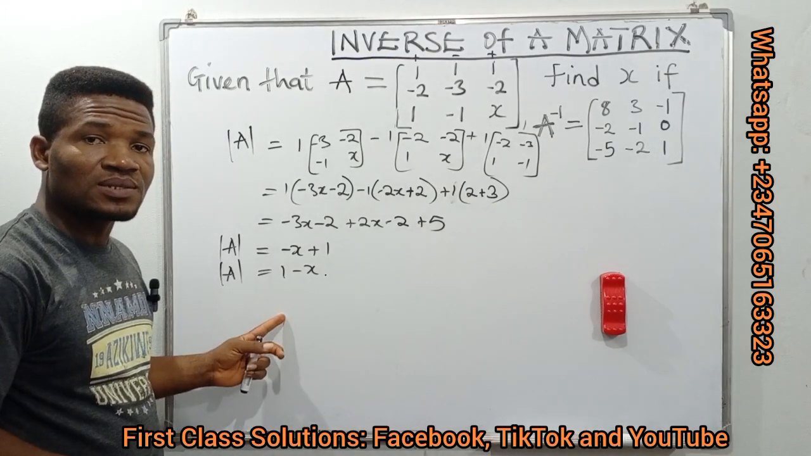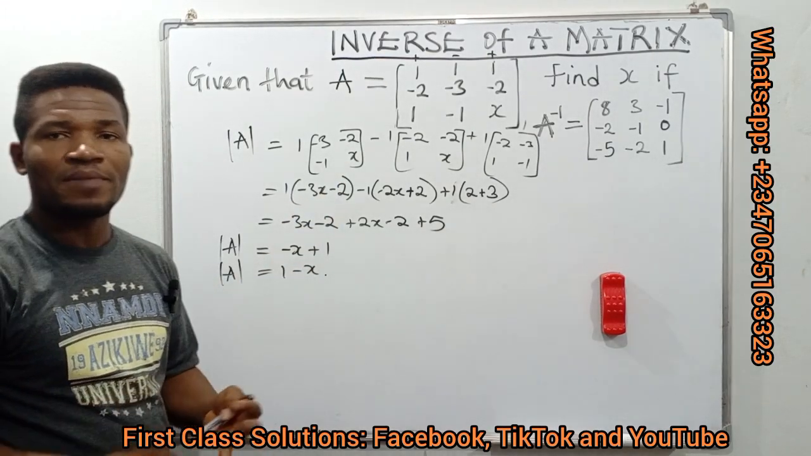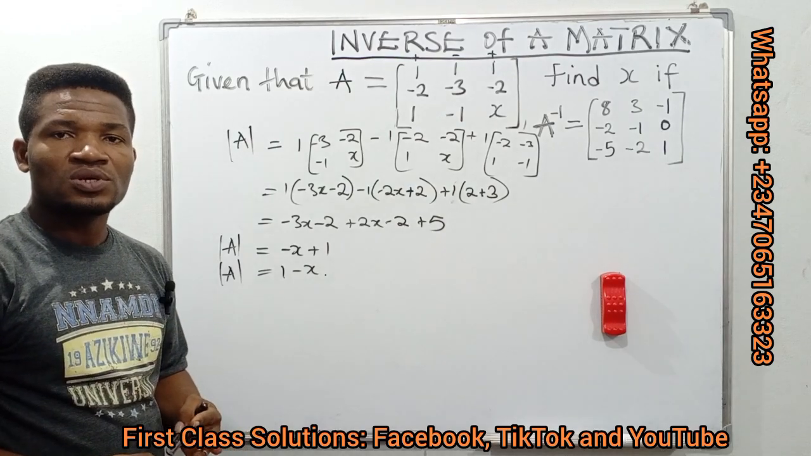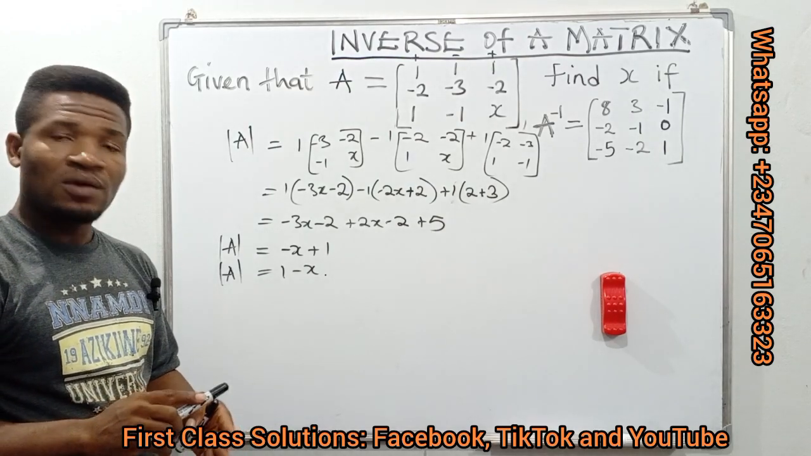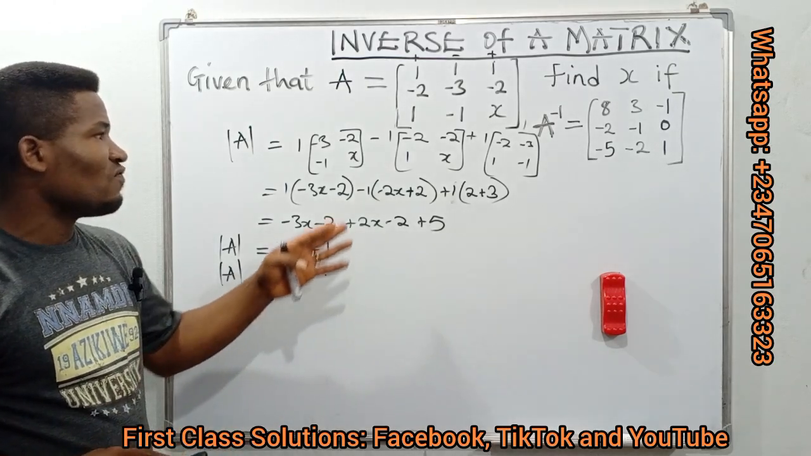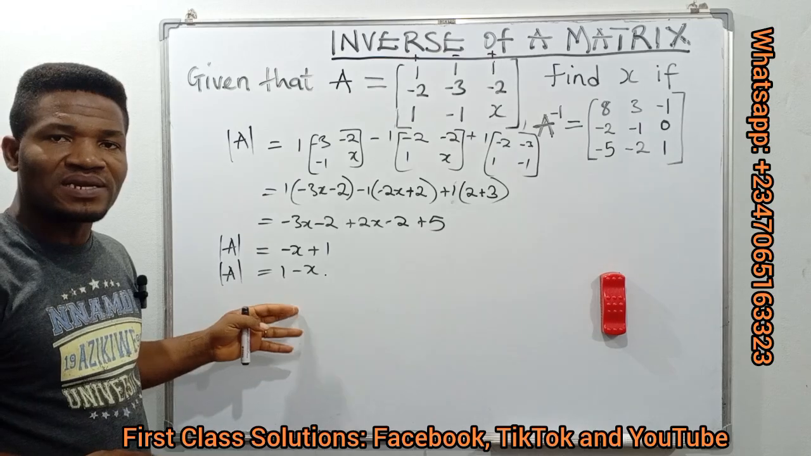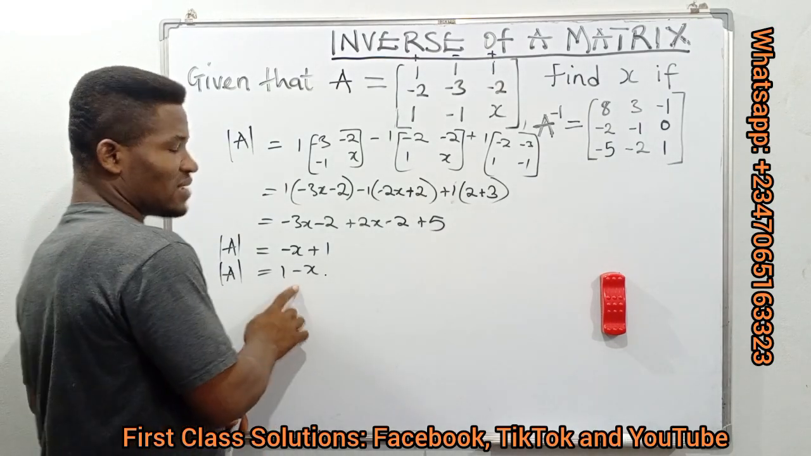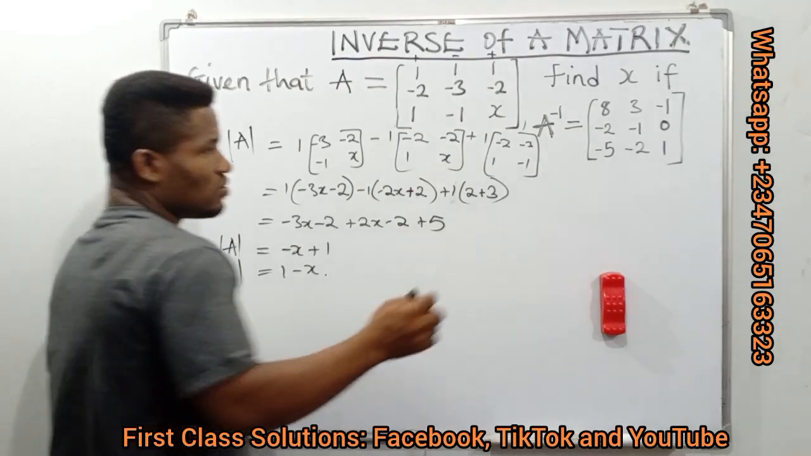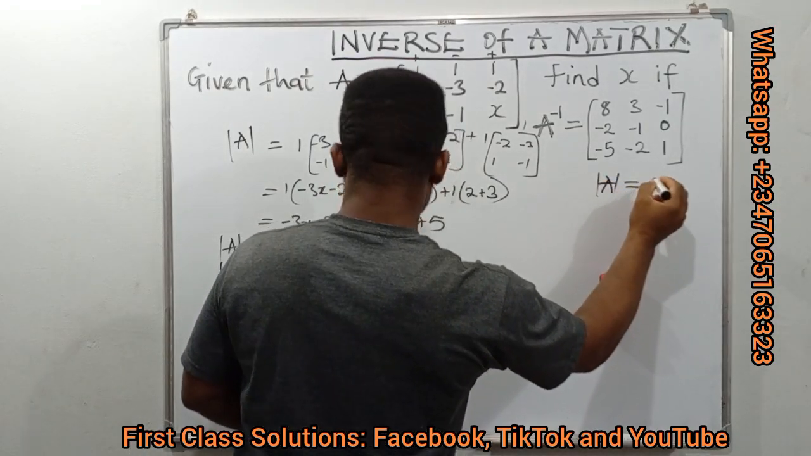If this is our determinant, remember I told us that in getting the inverse of a matrix, we get the determinant, we get the cofactors, and in that cofactors, we transpose. When we transpose, then we now divide the elements of the transpose matrix by the what? By the determinant of the original matrix to get the inverse. So it means that this our determinant will be a useful tool for us. So let us get it here and save it for future reference.